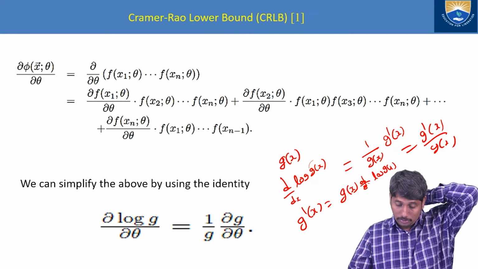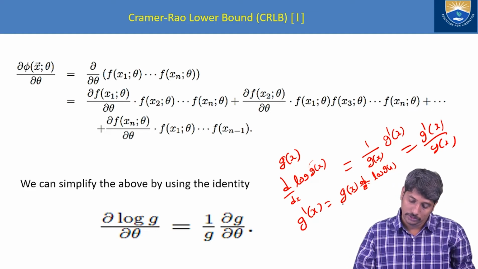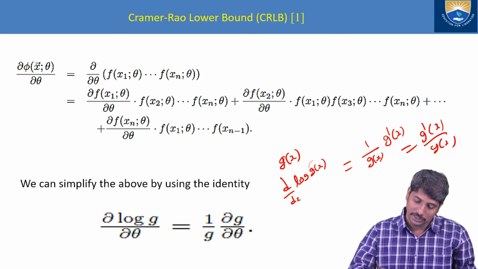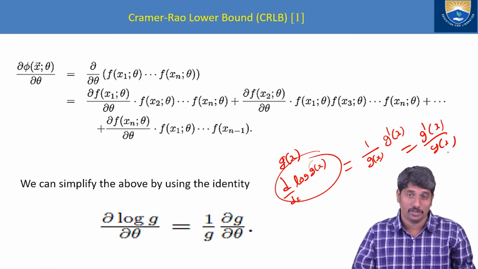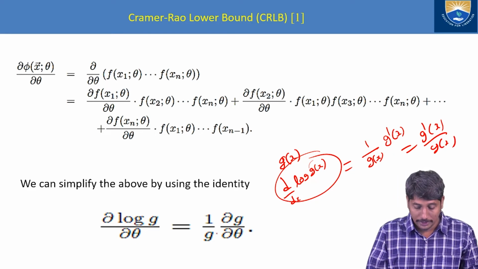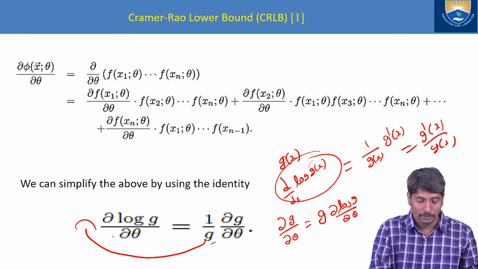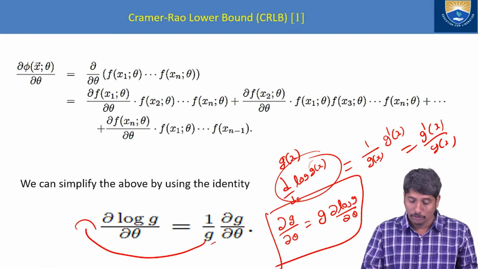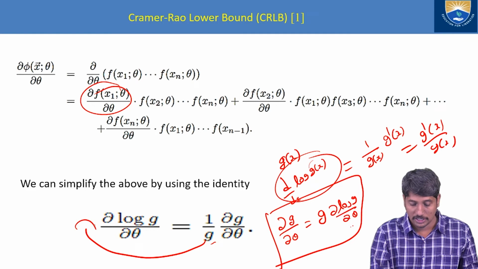You can even not write this, just stop here. So the derivative of log g is nothing but g dash x by g of x. That you know very well. By using this, we are going to write ∂g/∂θ is equal to g into ∂ log g/∂θ. That means we are taking this to here. Division becomes multiplication. We are getting this. Now we are applying this here in the place of ∂f of x1 comma θ by ∂θ.